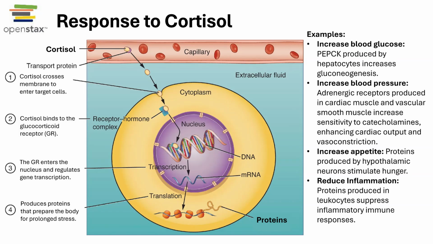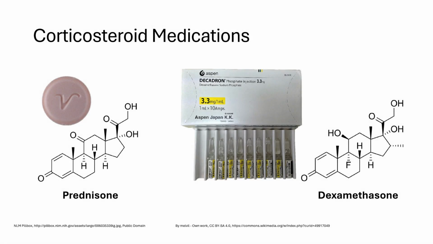For example, the glucocorticoid receptor decreases transcription of genes involved in inflammation. This dual regulation allows cortisol to both activate and suppress different pathways during prolonged stress. Glucocorticoid medications are synthetic derivatives of cortisol that are commonly prescribed to reduce inflammation and suppress overactive immune responses.